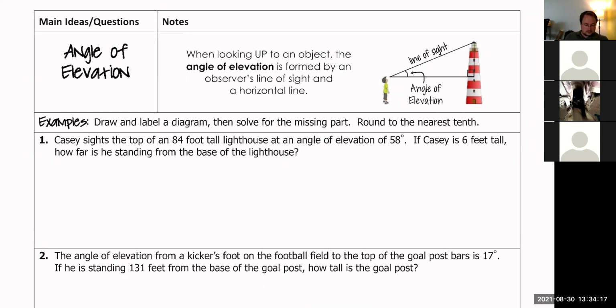So again, we're not going to do every single one of these. If we can, I'm going to try to squeeze in two of each. If not, we're definitely going to do at least one of each.